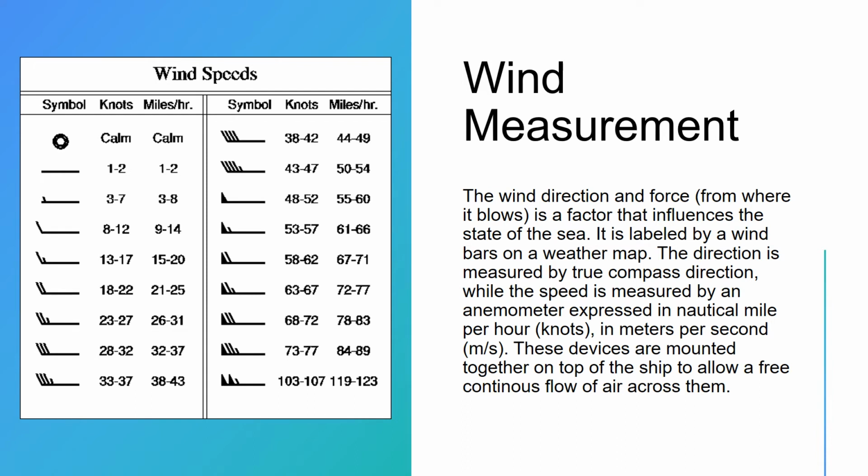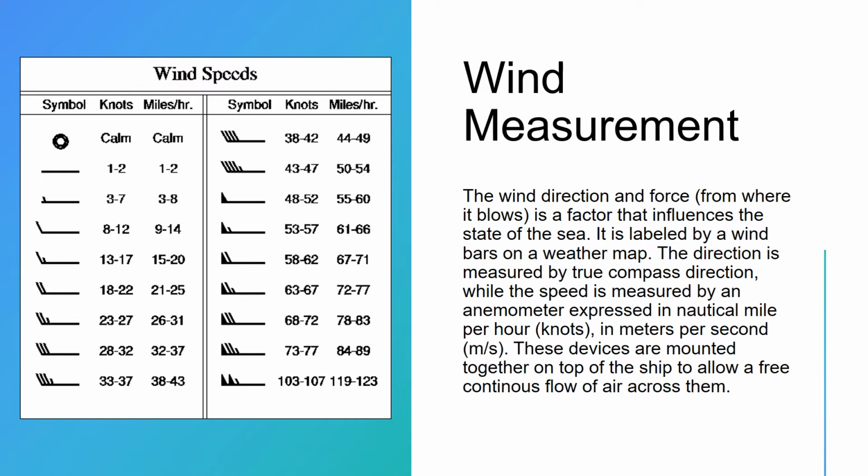So, we have the wind measurement. So, the wind direction and force is a factor that influences the state of the sea. It is labeled by wind bars on a weather map. The direction is measured by true compass direction, while the speed is measured by an anemometer expressed in nautical miles per hour or knots and in meters per second. So, these devices are mounted together on top of the ship to allow the free continuous flow of air across them. So, meron tayong equipment na nagre-read ng wind or for wind measurement.